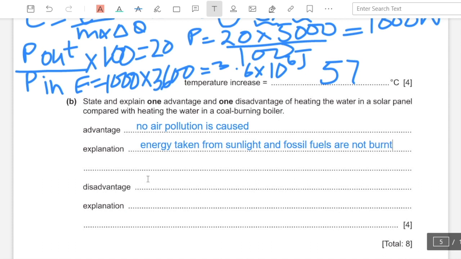The disadvantage is that since at night the sun is not available, that means at night time the panels are pretty much useless.